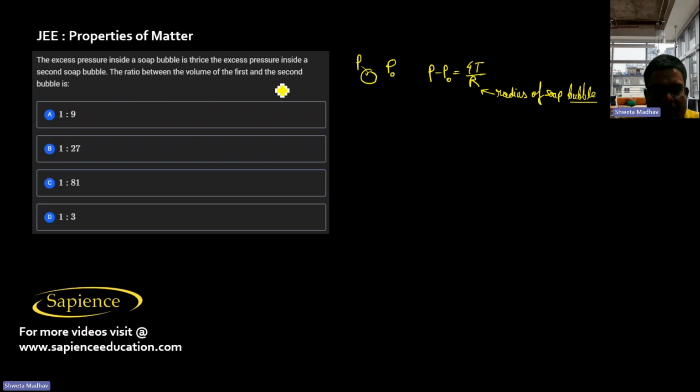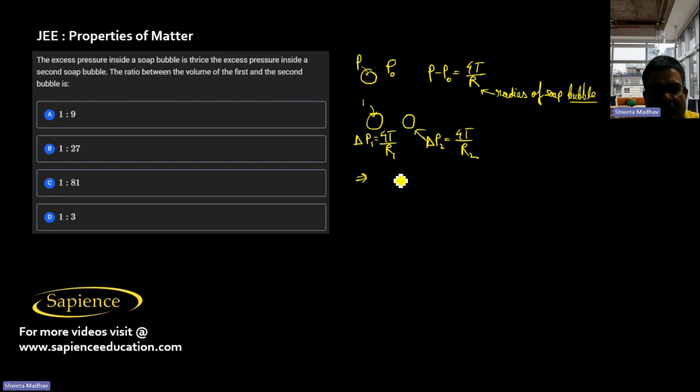So now here it is told the excess pressure inside one soap bubble is thrice the excess pressure inside the second soap bubble. The surface tension will remain the same. So the excess pressure delta P1 inside the first soap bubble is 4T by R1, and the excess pressure inside the second soap bubble is 4T by R2.